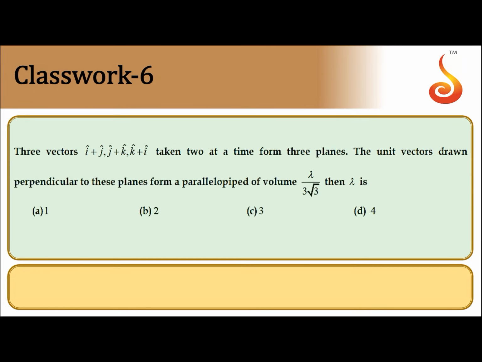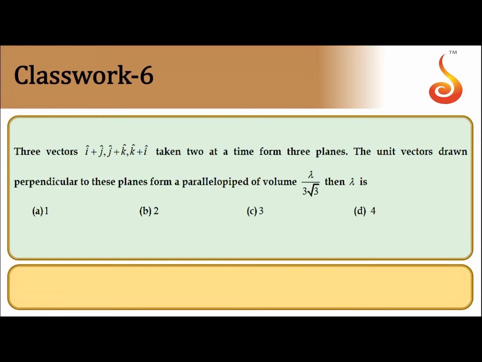3 vectors i cross i plus j, j plus k, k plus i taken 2 at a time form 3 planes. Taken 2 at a time. Yes, of course, 2. And let us consider 3 normals to this one. The unit vectors drawn perpendicular to these planes, unit vectors, so form a parallelepiped. That means you need the vectors which are normal to the planes which are formed by 2 vectors. Okay, ij, jk, ki. Okay, let me take up ij.